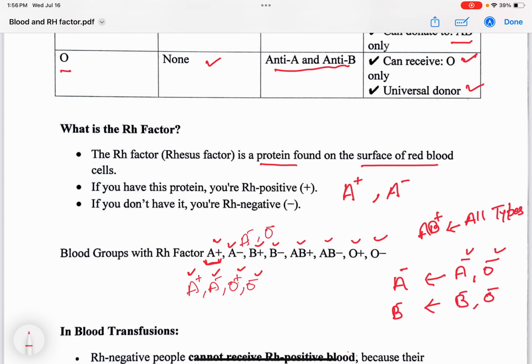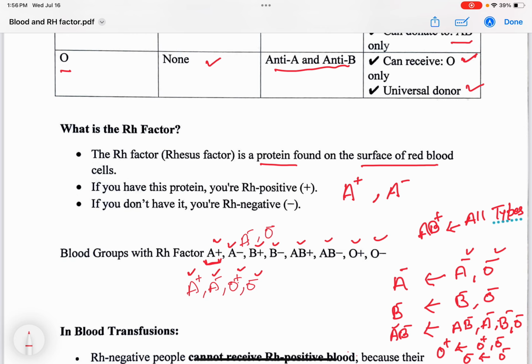Okay. And AB minus can only get blood from AB minus, A minus, because A is here, and B minus and O minus. So the same goes with O plus. O plus can get blood from O plus or O minus, and O minus can only get blood from O minus only.